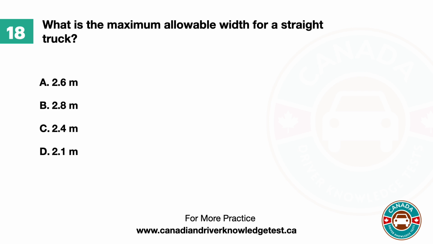Question 18. What is the maximum allowable width for a straight truck? A. 2.6 m. B. 2.8 m. C. 2.4 m. D. 2.1 m. The answer is A. 2.6 m.